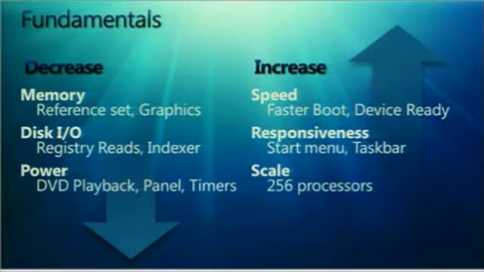And finally is scale. The kernel of Windows is shared across the client and the server. With Windows 7, we'll increase the scale to enable up to 256 processors. And we'll talk about more next week at the Windows Hardware Engineering Conference.